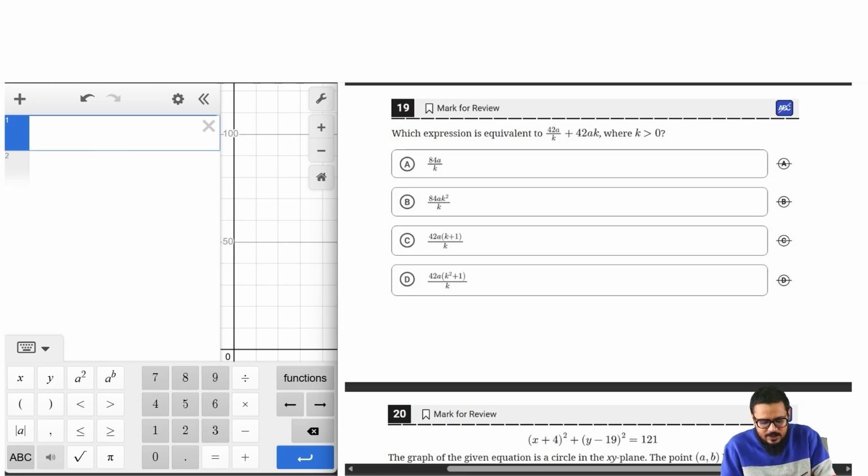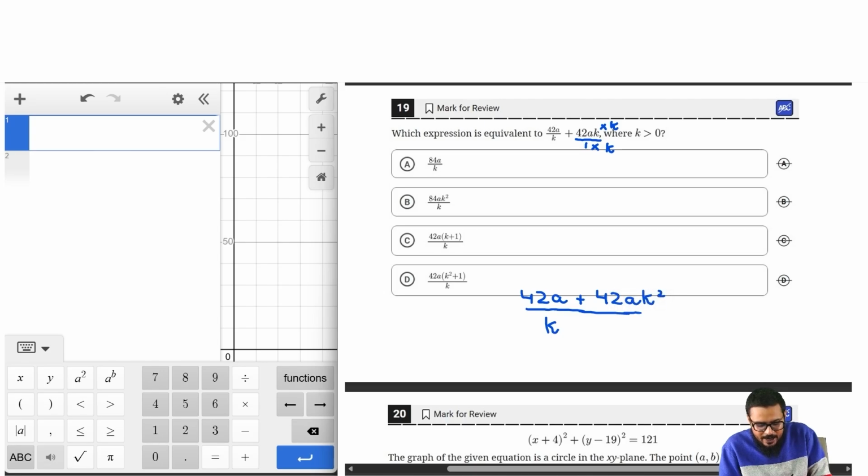Which expression is equivalent to 42a divided by k plus 42ak? Since we have a 1 at the bottom, I'm going to multiply my denominator by k, which means I have to multiply my numerator by k as well. So I've got a common denominator of k, and in my numerators I have 42a, which stays as it is, and the next term is 42ak squared.